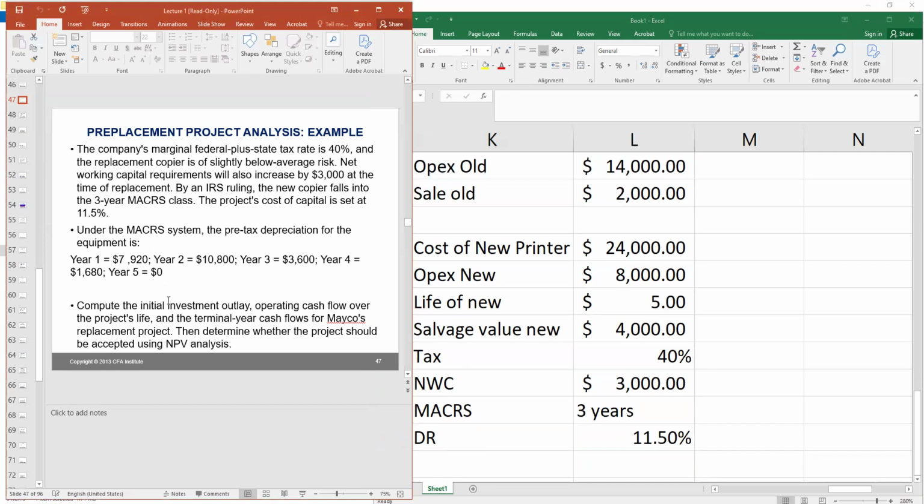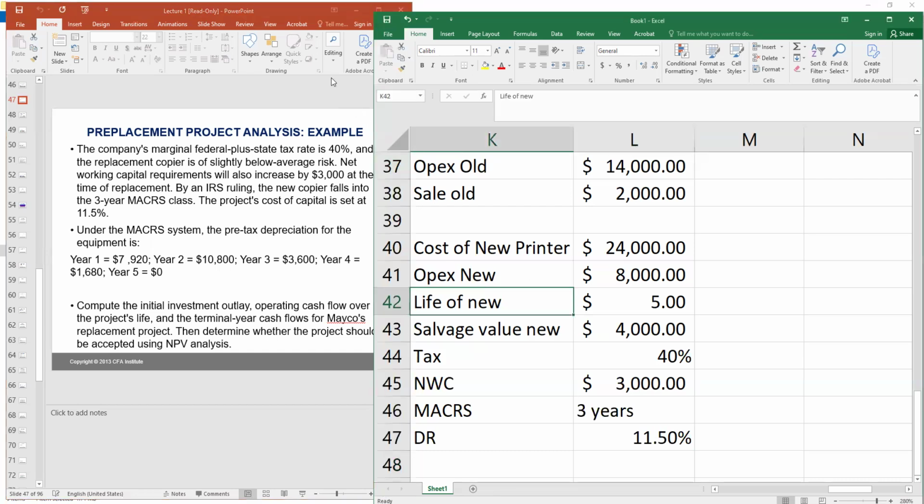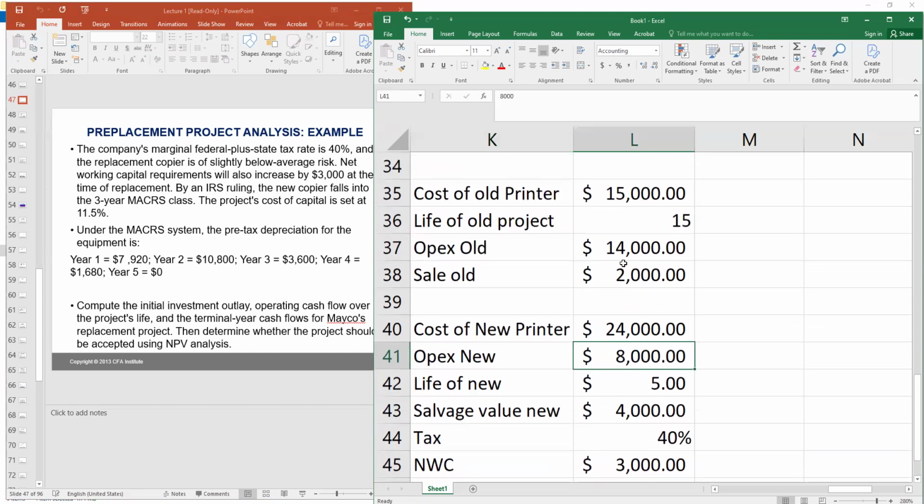And compute the initial outlay, OpEx over the project's life, and the terminal cash flows for the replacement process. So determine whether the project should be accepted using the NPV analysis. Or in other words, determine whether the project should be replaced. Whether we should replace or not. If you don't know the techniques, you don't know how to estimate the feasibility, you would come up with the idea that I would replace because I'm saving, yeah? Because my cost was 14, now I'm paying less.